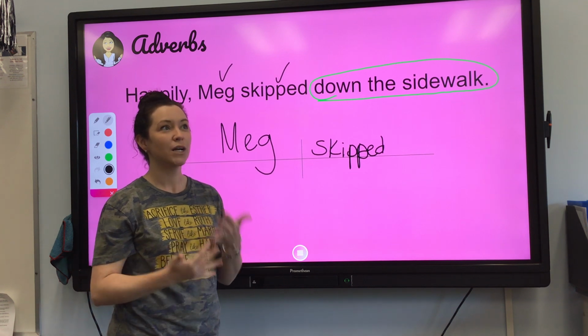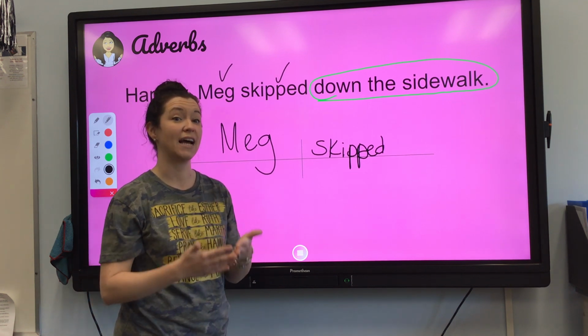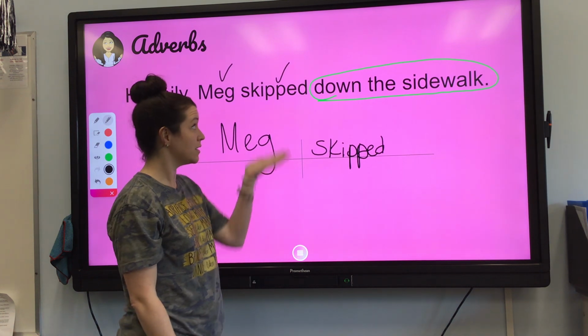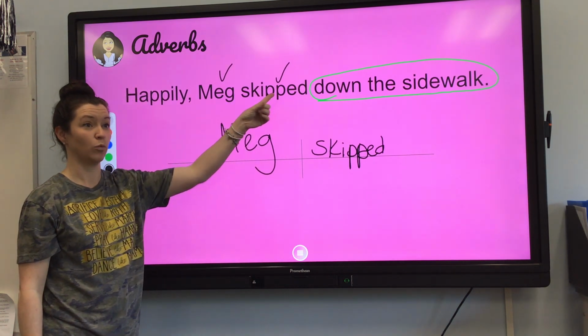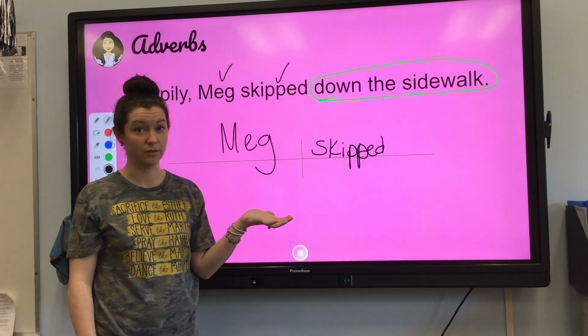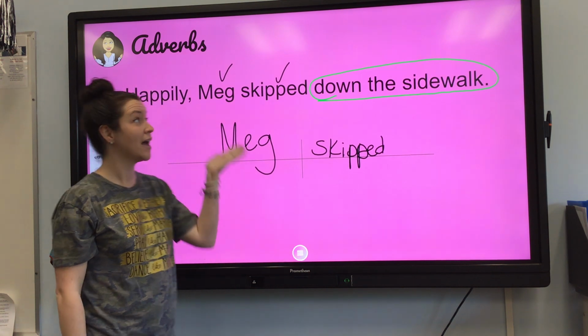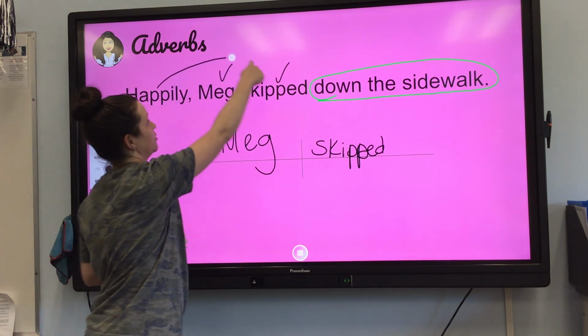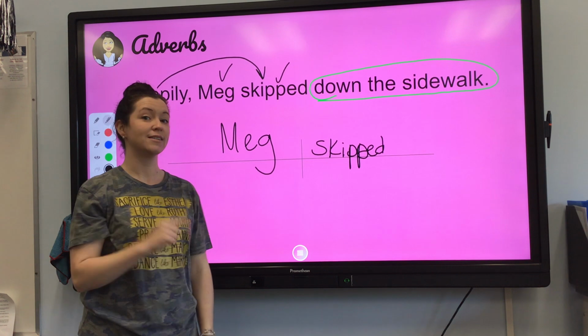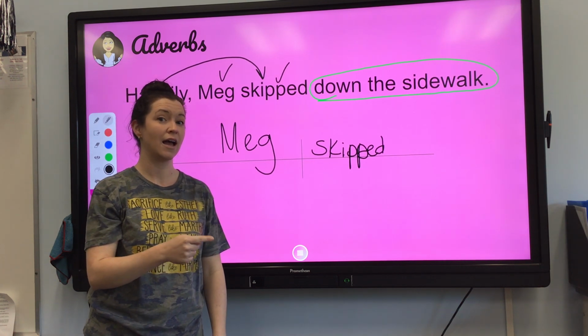So it's a word that describes an action. Well, in this sentence, Meg is skipping. Well, how is she skipping, right? She's skipping happily. Happily is describing how she is skipping. It is an ly adverb.